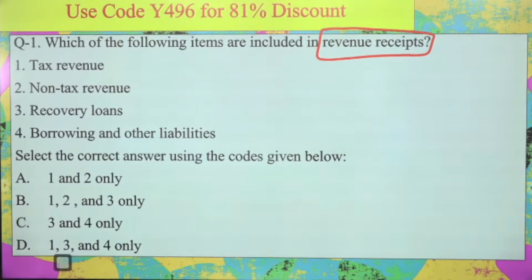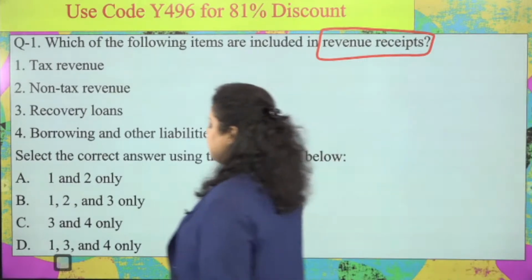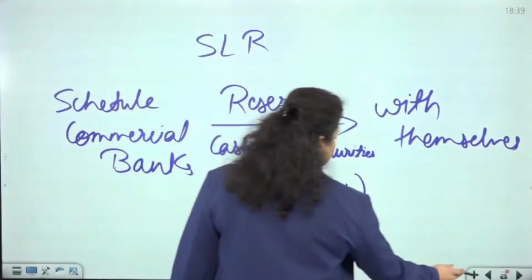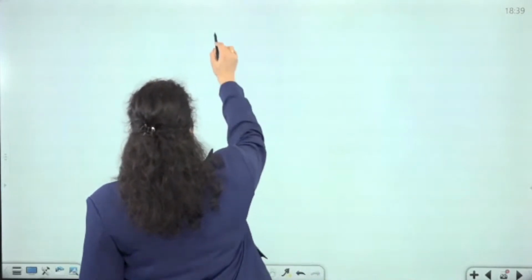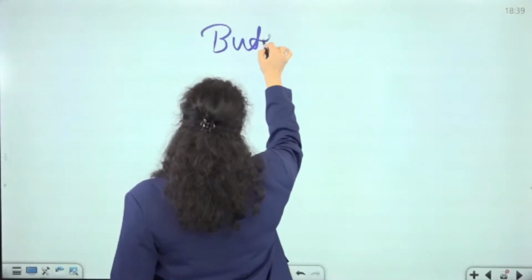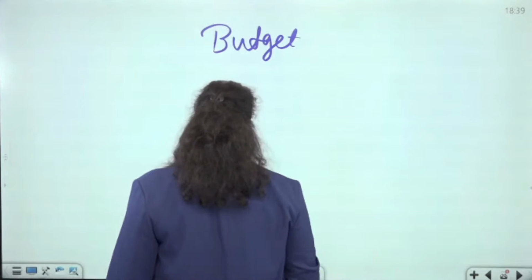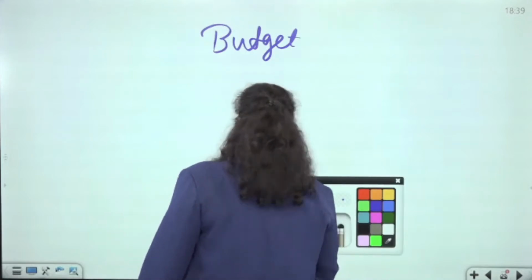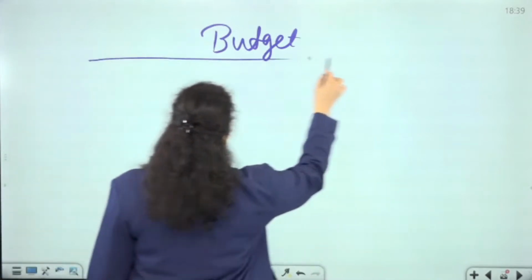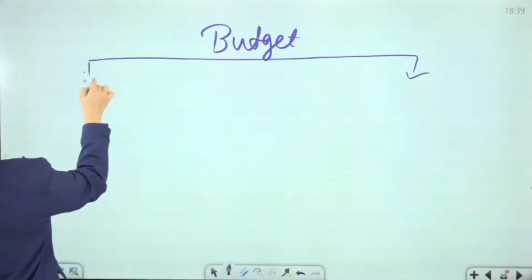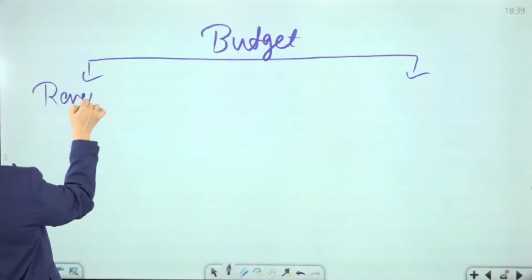Okay, so for the right answer here, let's first understand the meaning. First of all, we are talking about revenue receipts. Now, what is revenue receipt? Let's understand that. When we talk about the budget, it has two components: revenue budget and capital budget. So what is revenue budget?